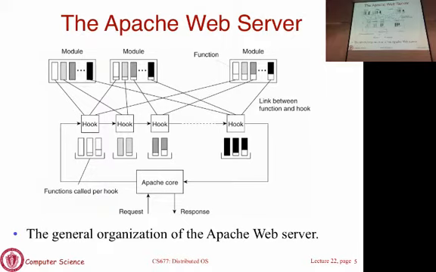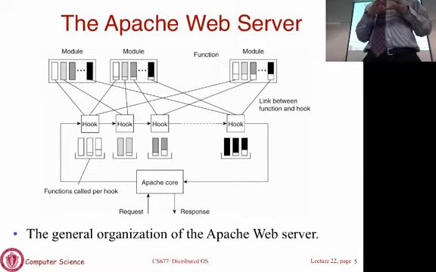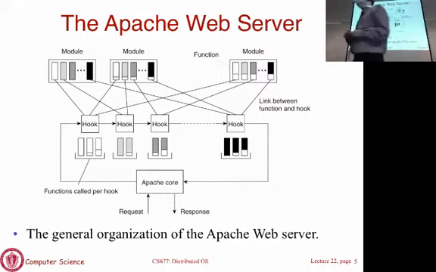Apache started off as a multi-process server. When Apache starts up, it spawns a number of processes, and there's a dispatcher or a master process that receives requests and hands it off to the children to service. More modern versions of Apache are multi-threaded. That means single process, lots of threads. There's a master thread and a set of slave threads, and when a request comes in, you hand it over to a slave thread.